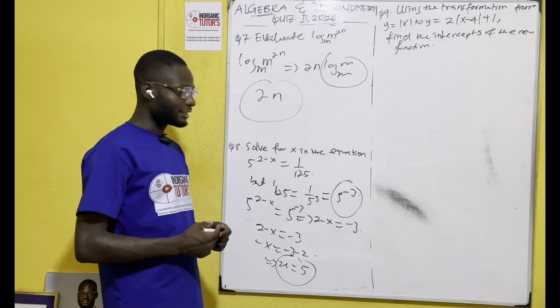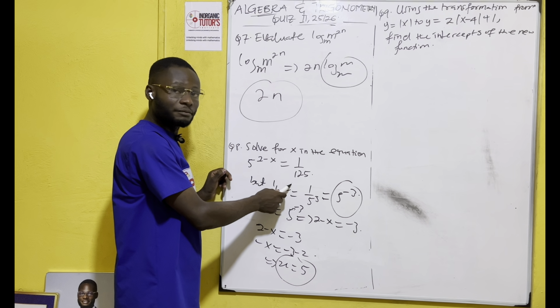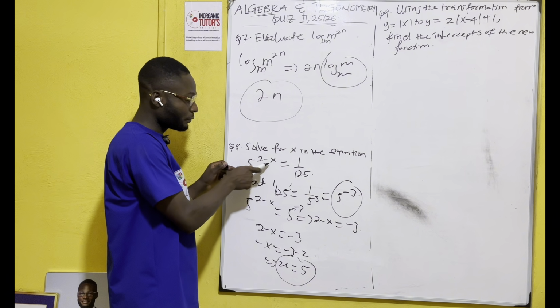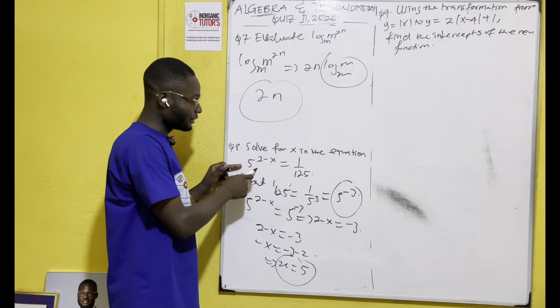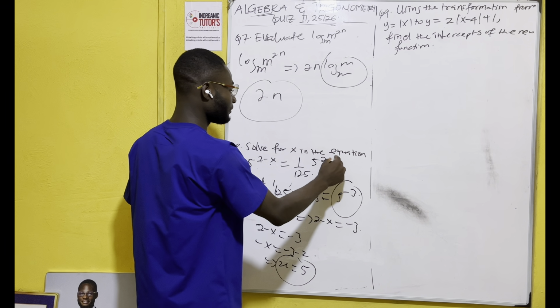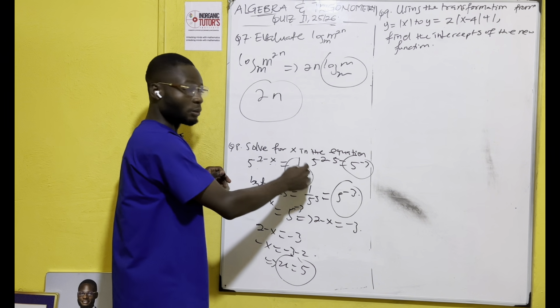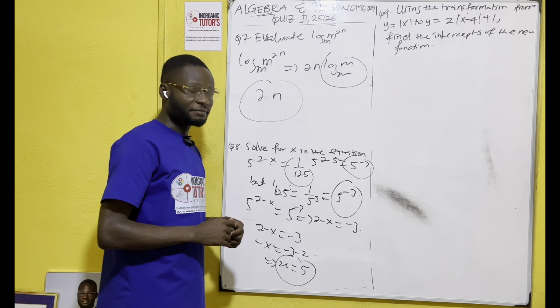So you can try it and see. We said that 1 over 125 is 5 to the power minus 3, right? So if you put 5 here, you're going to have what? 2 minus 5, and that is minus 3. So it is equal. So you have 5 to the power 2 minus 5, which is 5 to the power minus 3, and this is the same as 1 over 125. So perfectly, our x is positive 5.